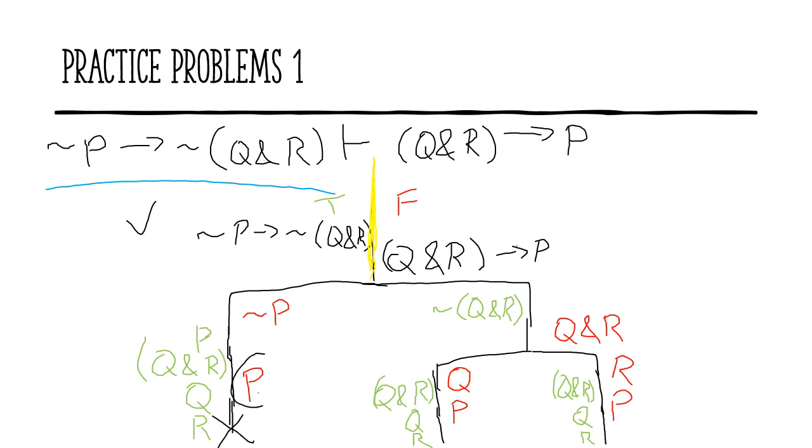I have a P on the right side and I have a P on the left side. That's our contradiction. If a letter appears on both sides of the line anywhere up a branch, then we can close it off. Let's go over here.